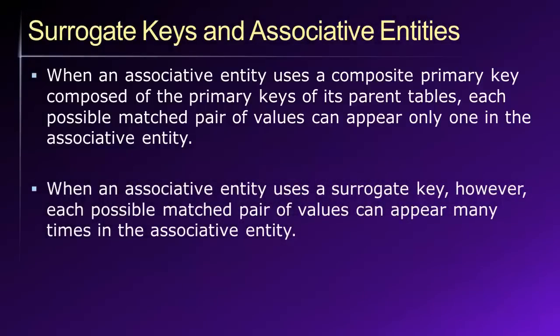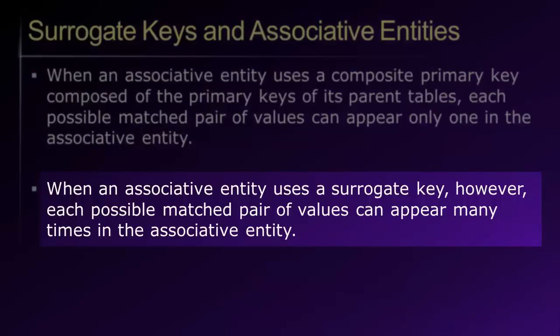By contrast, if we decide to use a surrogate key, then in that case, the primary keys of the parent tables are serving just as foreign keys in the associative entity, and the implication then is that each possible matched pair of values between the two parent tables can appear many times in the associative entity, because those foreign keys are no longer considered part of the primary key.